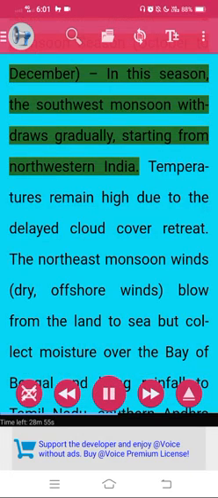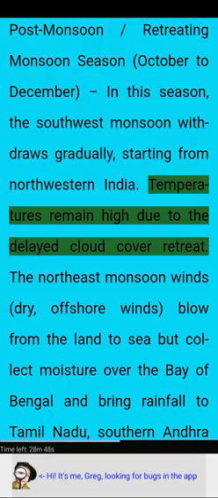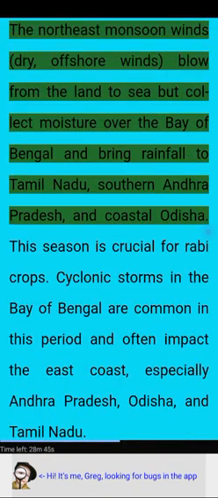In this season, the southwest monsoon withdraws gradually, starting from northwestern India. Temperatures remain high due to the delayed cloud cover retreat. The northeast monsoon winds are dry offshore winds that blow from the land to sea but collect moisture over the Bay of Bengal and bring rainfall to Tamil Nadu, southern Andhra Pradesh, and coastal Odisha.